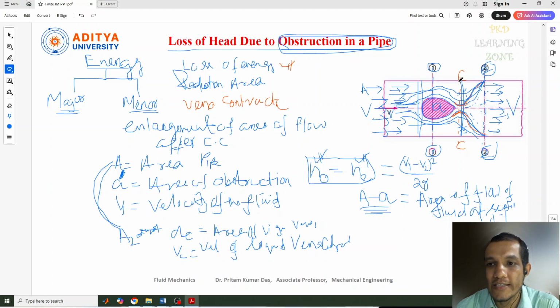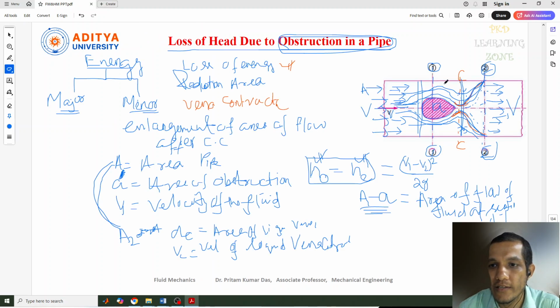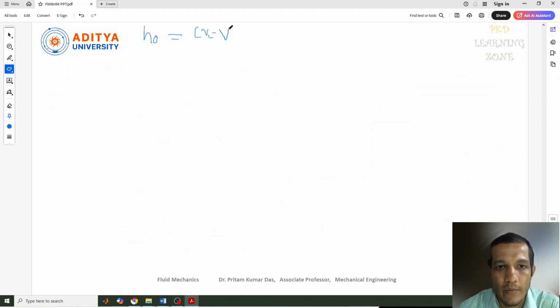So we need to consider the section from CC. The area of the flow we can write in the next slide. So this one we can write as HO, the head loss due to the obstruction. I can write this in terms of VC and V1, V2. Let me write this as VC and this as normal V. So (VC minus V) square by 2G. Okay, so this is the equation.